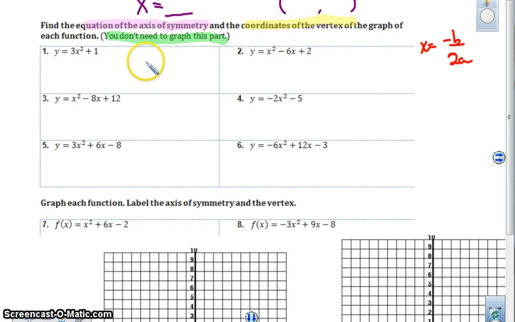You do have to leave it as x equals because it is the equation. And then you should be able to give me your vertex. So each one of these will have an x equals, and then you will have your vertex as an xy ordered pair. My hint would be I would even write vertex in front of it.